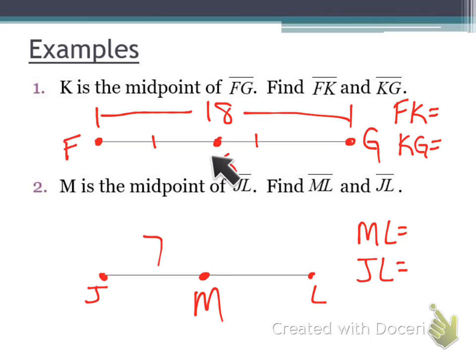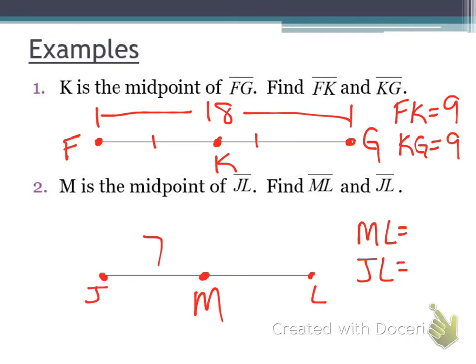If K is the midpoint, then these 2 pieces have to be congruent to each other. The midpoint is directly in the middle. It bisects a segment. So FK and KG have to be congruent or equal in length. If the whole thing is 18, how long do you think each of those segments has to be? 9. Very good. We just split it in half to get those two pieces.